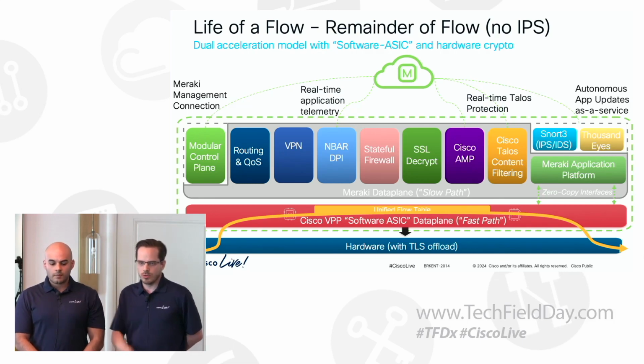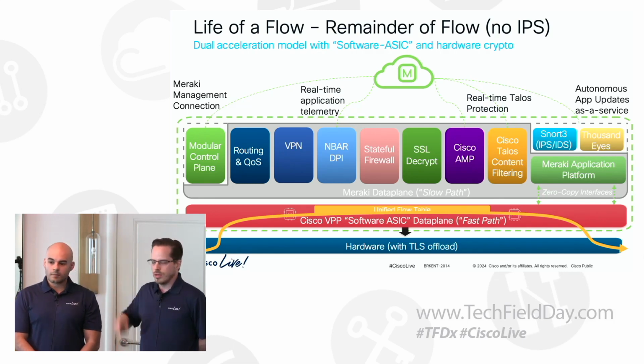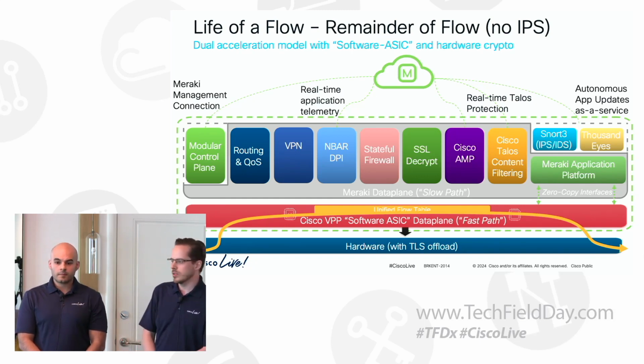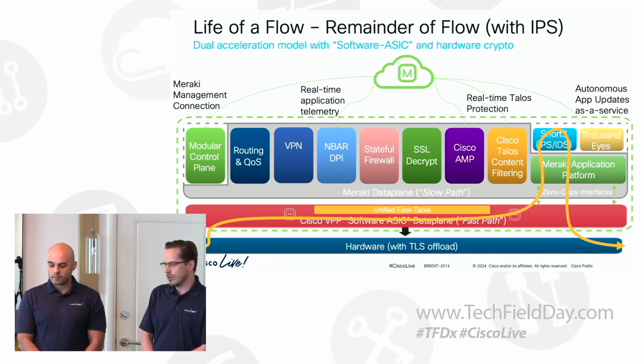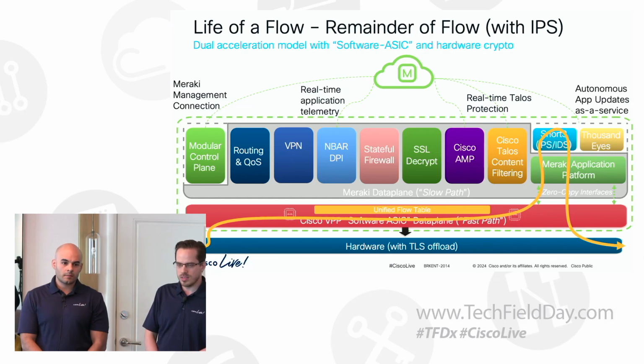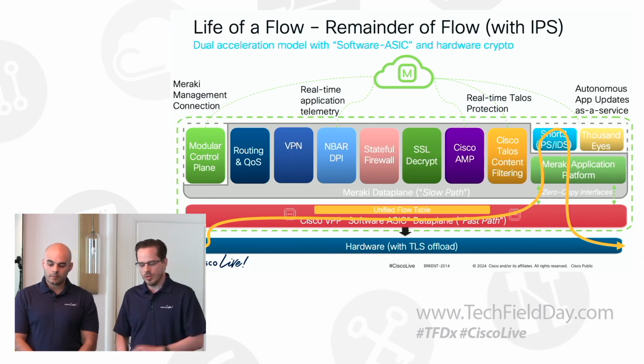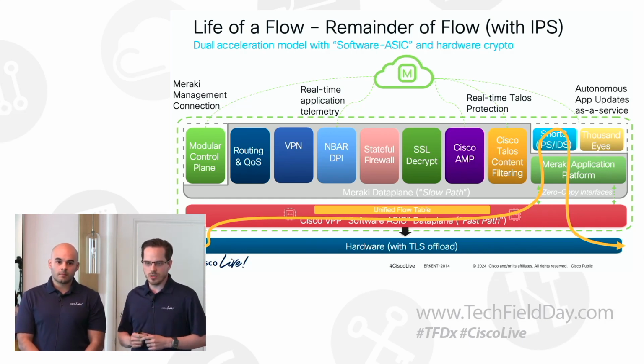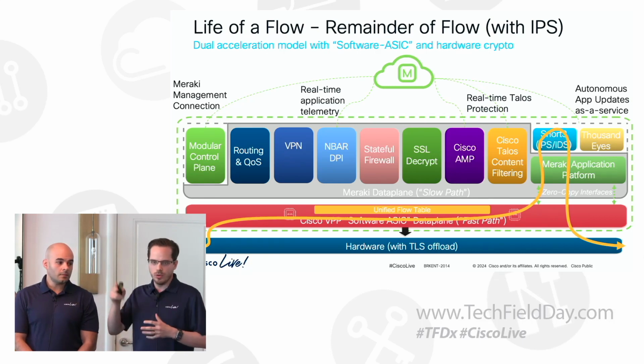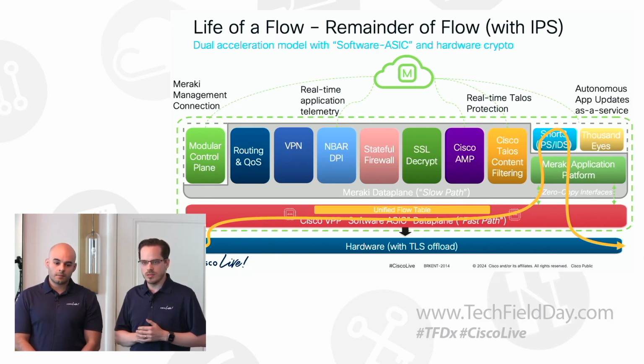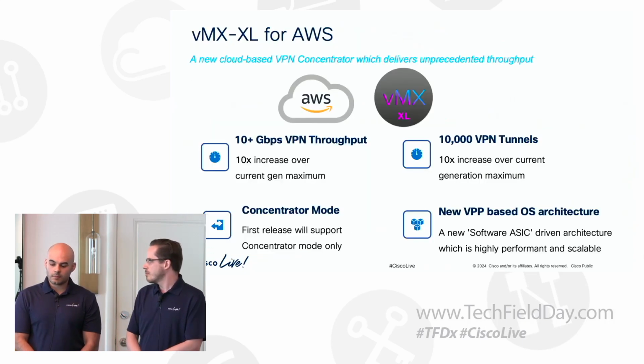It doesn't have to go through that slow path through all the features, and we can get it out of the platform, get it through the tunnels or DIA or wherever it needs to go very, very quickly. And if you're using the IPS features for threat protection, that will continue to send every packet through the IPS layer. But that's why we brought in that zero copy interface layer, so we can continue to send the entire flow through that IPS layer, but still maintain a high degree of performance.